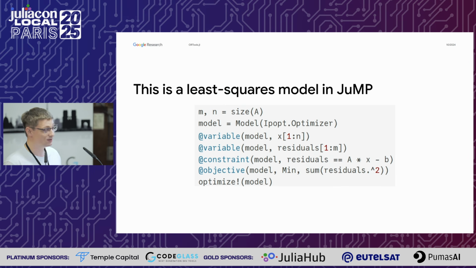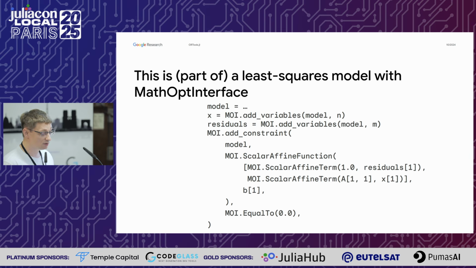But then you have to make the link between this and the solver behind. And JuMP uses an interface that's called MathOpt interface. That's much lower level, and that makes the link between what user sees and what solvers see. So while JuMP is made to be easy for humans to use, MathOpt interface is at the same level as solvers. So it's easy for solver writers to write.